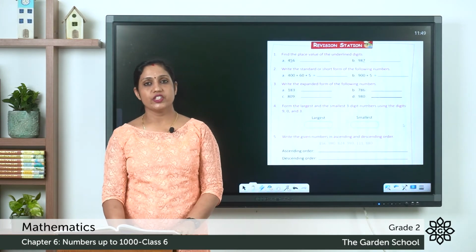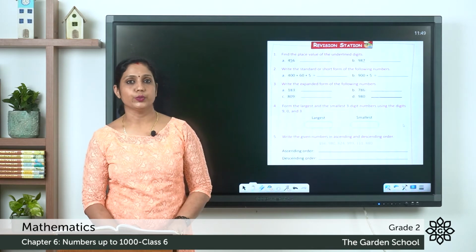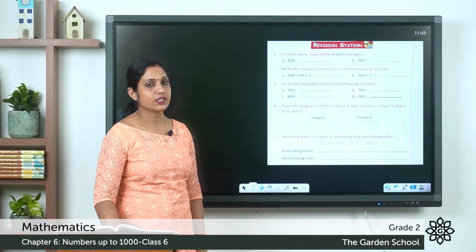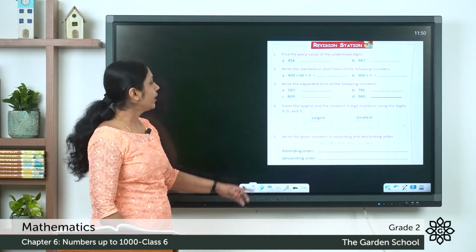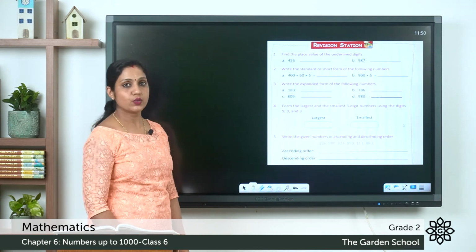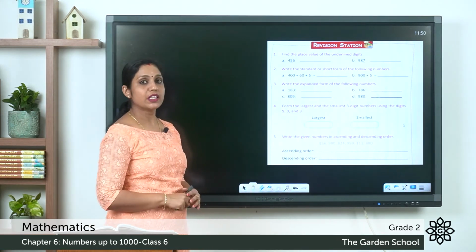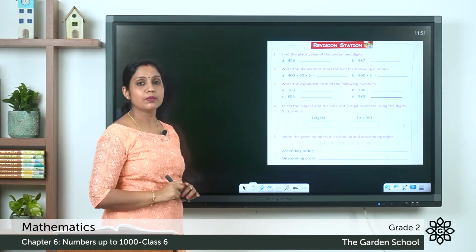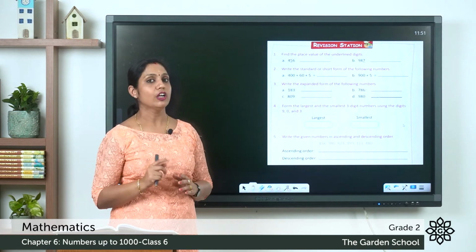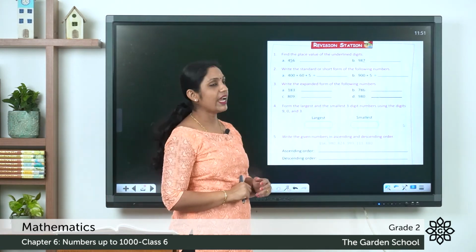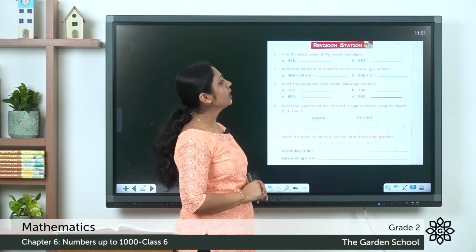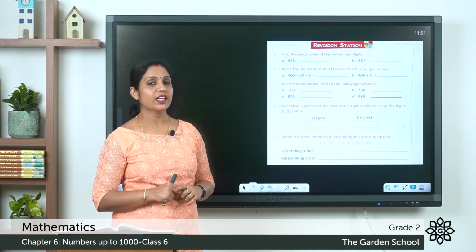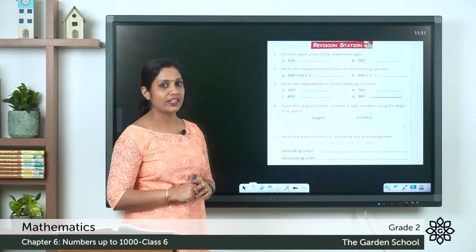Next, let's move on to the revision station, page number 92. The first question: find the place value of the underlined digits. Let's look at the first number, 456, and we have to find out the place value of 5. So 5 comes in which position? Let's check. Ones, tens, hundreds. The number 5 comes in the tens position. So what is the place value? Find out and write it. In the next question, 987, we have to find out the place value of 7. You can see that 7 comes in the ones position. So find out and write it.